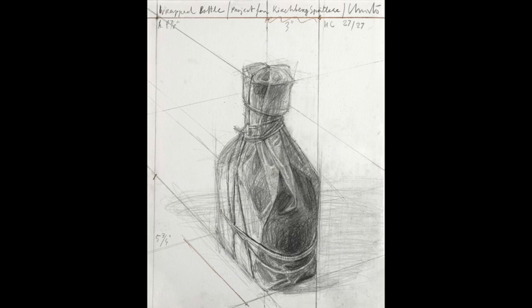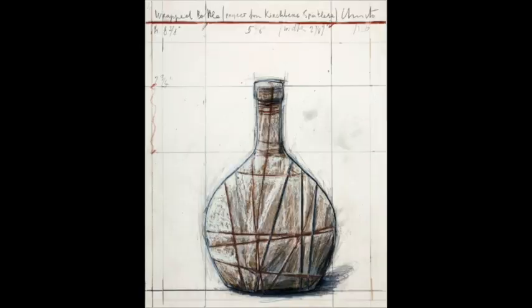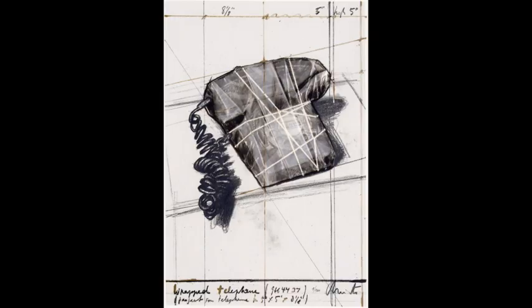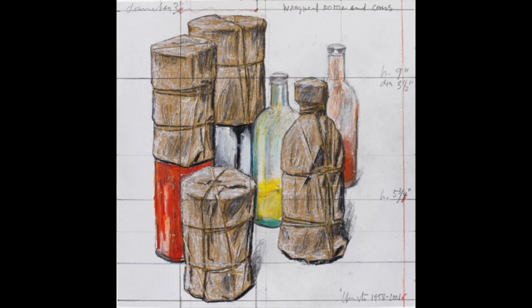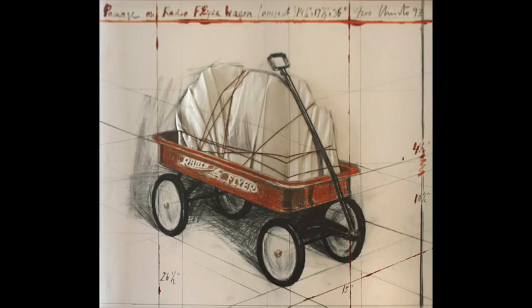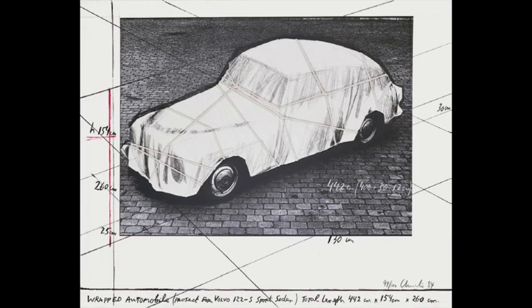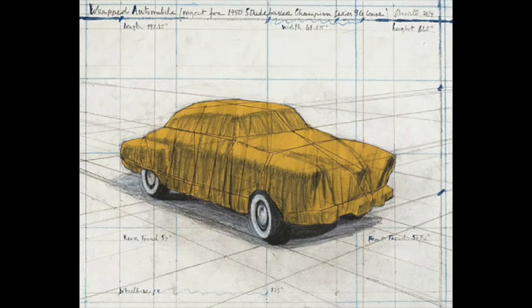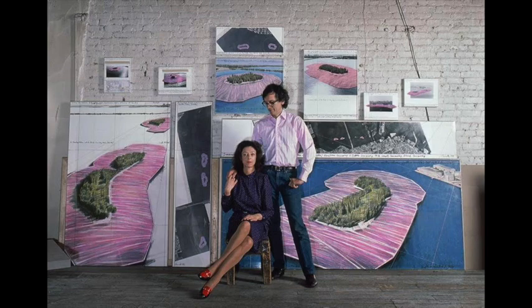So Christo's work started very small, wrapping small objects, and he worked bigger and bigger and bigger. Although Jeanne-Claude and Christo worked as a creative duo, as equals, on all of their art projects, only Christo's name appeared on the finished products. And the finished drawings are essentially what funded all of these large-scale installations.